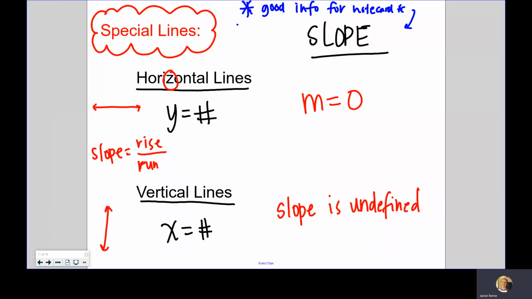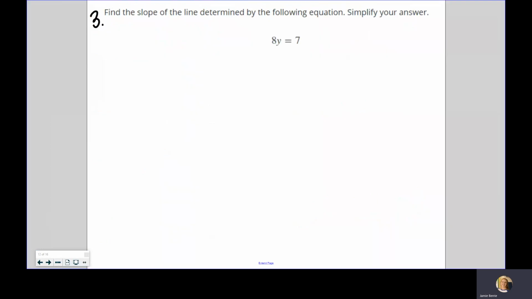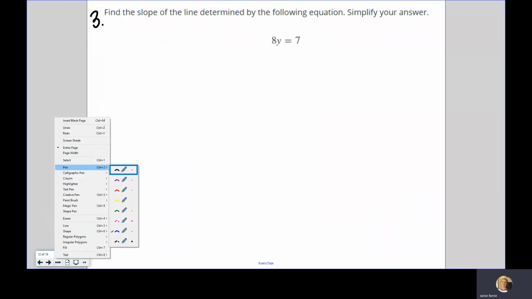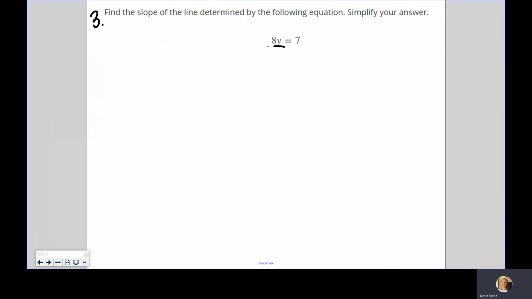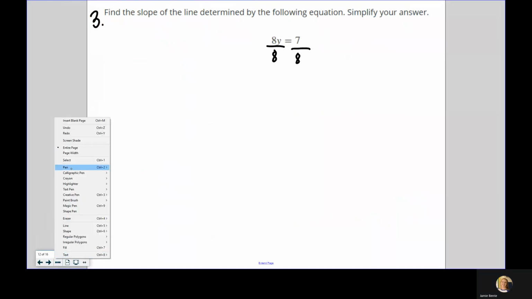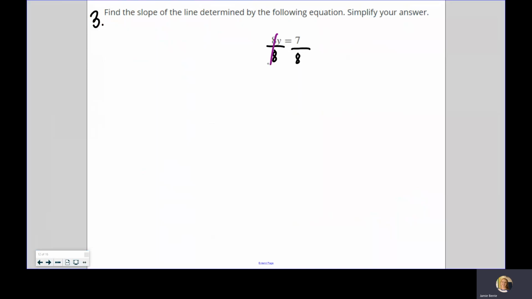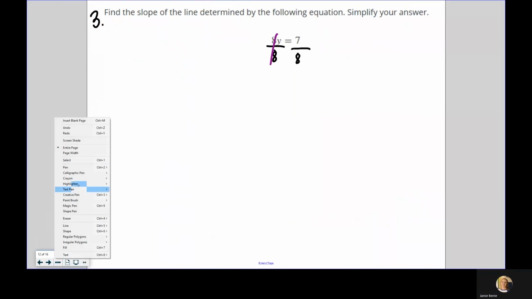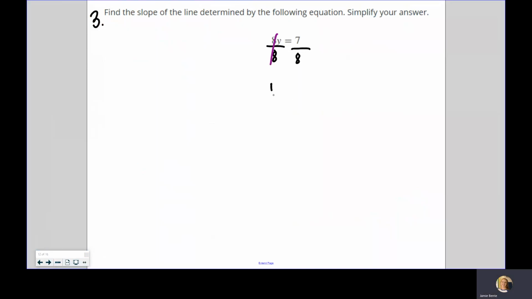All right, so let's look at an example. It says find the slope of the line determined by the following equation. Simplify your answer. So we have 8y equals 7. First thing we need to do, you can probably already tell what type of line this is, but we could get y by itself by dividing both sides by 8. The 8's cancel on the left, and you're left with y equals 7 over 8.